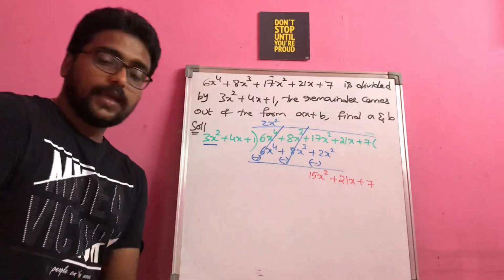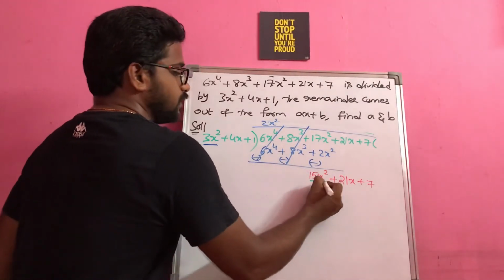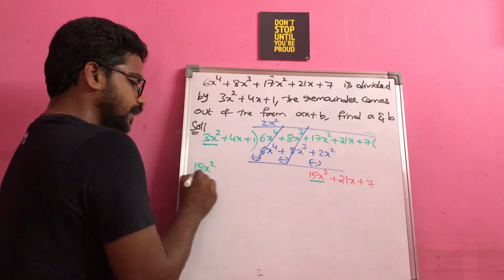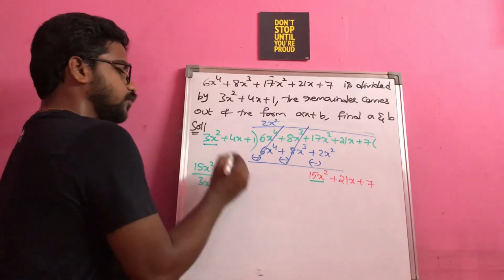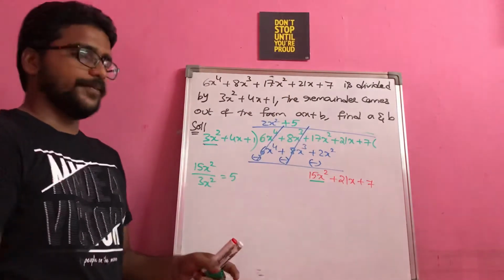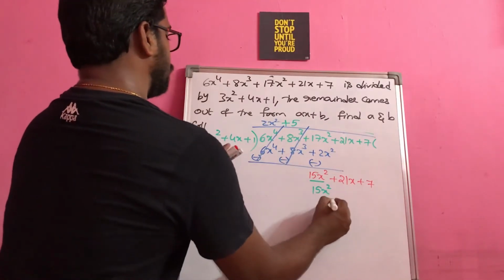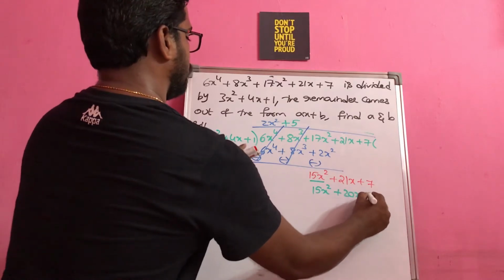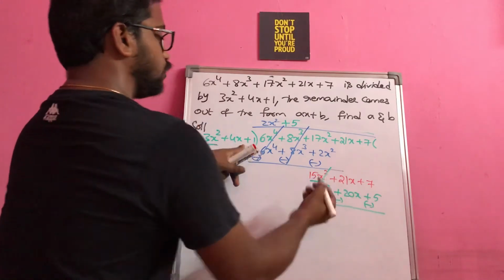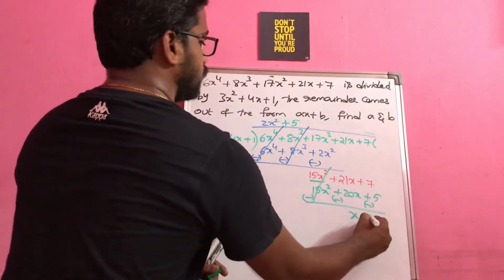Again, at every level you just have to focus on the first term. This is the first term here, this is the first term here. Again, do the division between these two. 15x square by 3x square leaves 5. So it is a plus 5, so I am writing plus 5. With this 5, multiply each and every term here. I am getting 15x square, 20x, 5. So do the subtraction. These two will get cancelled. 21x minus 20x is x. 7 minus 5 is equal to 2.